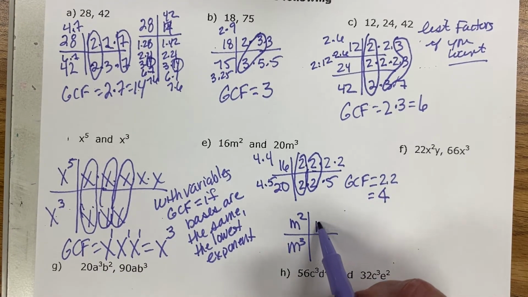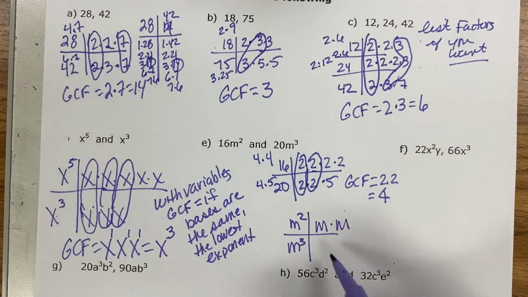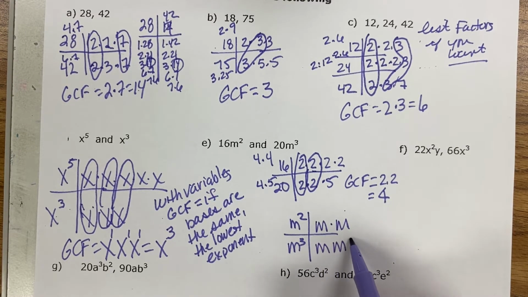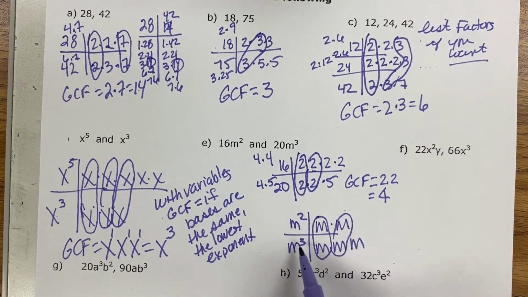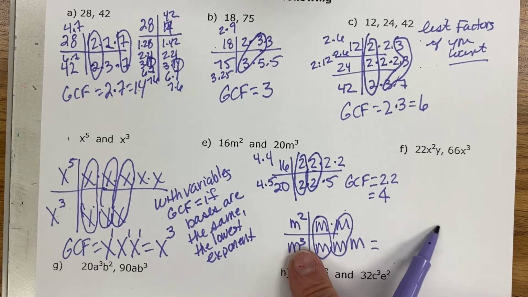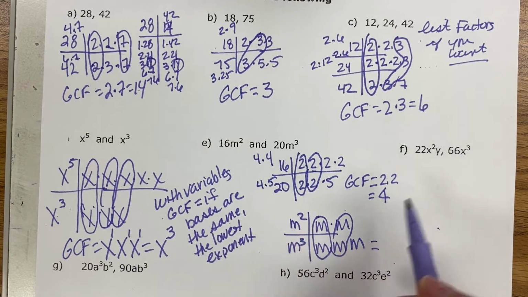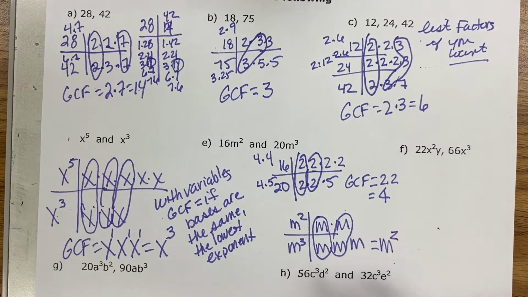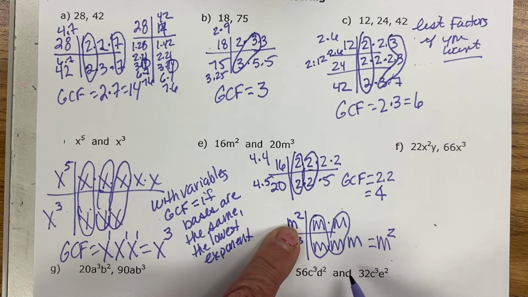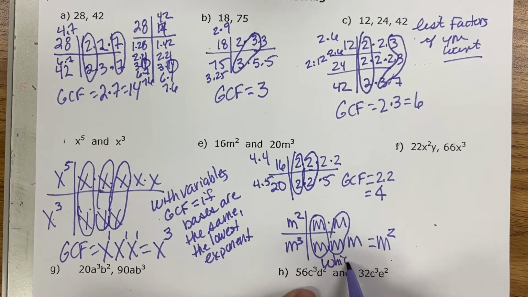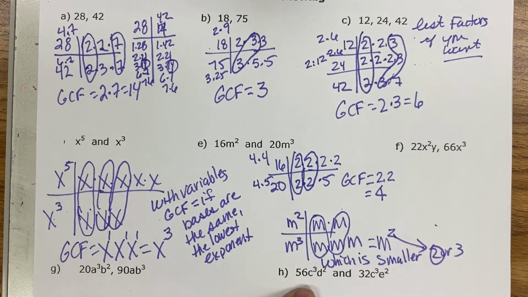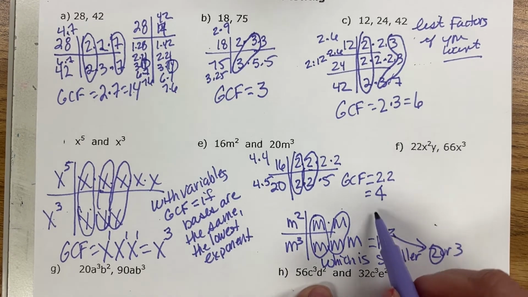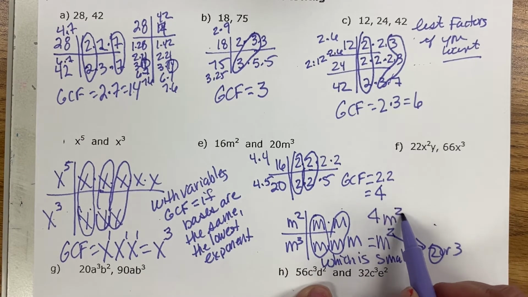For my variable, I have an m and I have an m. We have an m, an m, and an m. And as you can see, if the bases are the same, it is the variable with the lowest exponent, which is going to be m squared. So you ask yourself, which is smaller, a 2 or a 3? That is going to be a 2. So my GCF is going to be 4m squared.